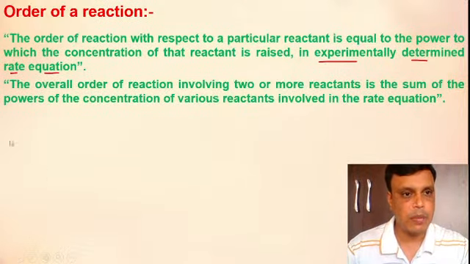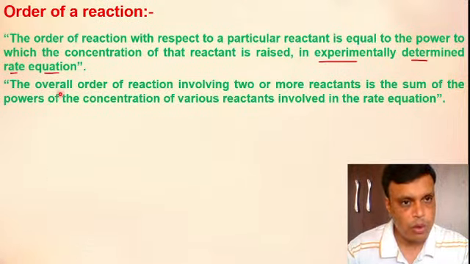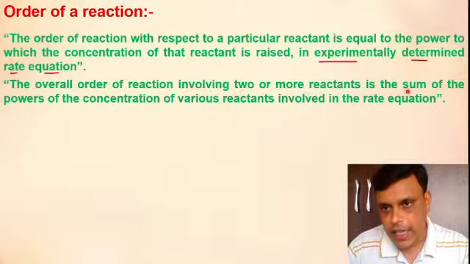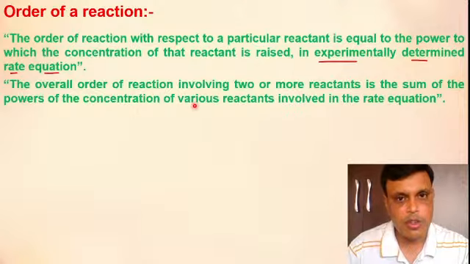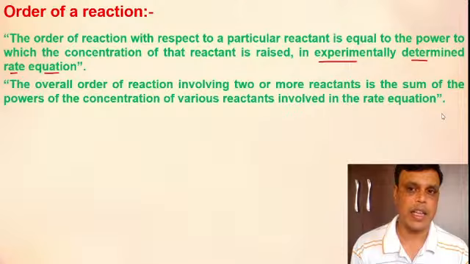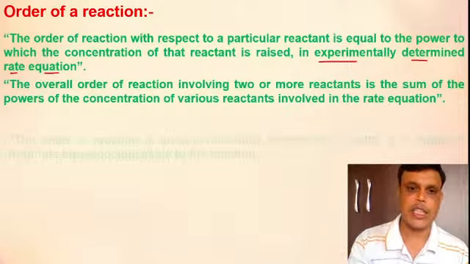So next point, please write down this point. The overall order of reaction involving 2 or more reactants is the sum of the powers of concentration of various reactants involved in the rate equation. Write down this.